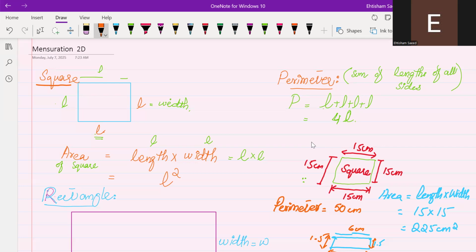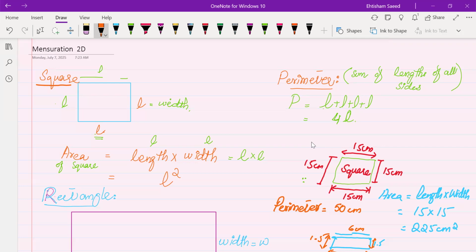Now talking about the perimeter. First of all, I'm going to ask you what a perimeter is. Perimeter is basically the sum of lengths of all sides. So the perimeter for the square is P equals L plus L plus L plus L, so it becomes 4L.